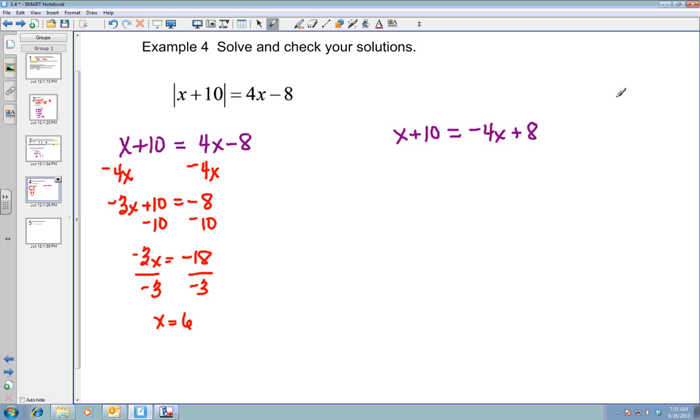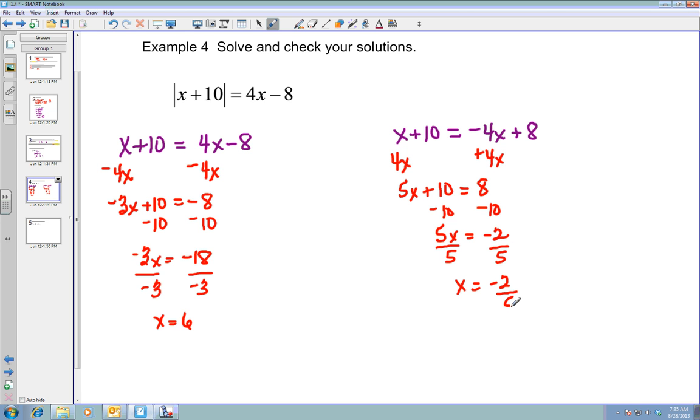Okay, now we're going to do the same thing over here. I'm going to bring my x's over to the left-hand side. So I have a negative 4x, so that means I'm going to add 4x to both sides. 1x plus 4x, 5x plus 10 equals 8. Subtract 10 from both sides. 5x equals negative 2. Divide by 5. x equals negative 2/5. Okay, don't change this to a decimal, just leave it as negative 2/5.